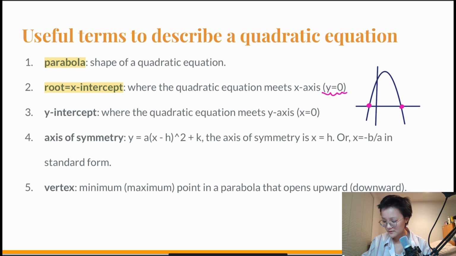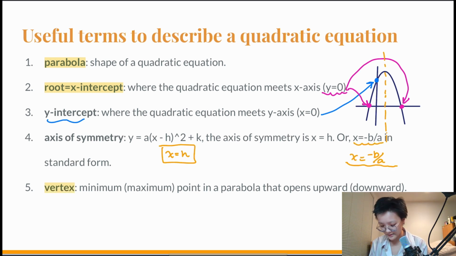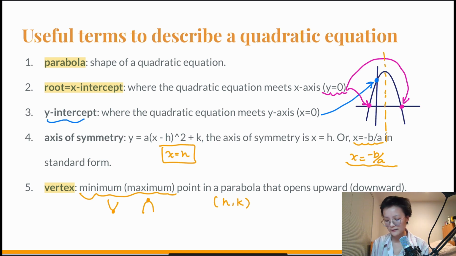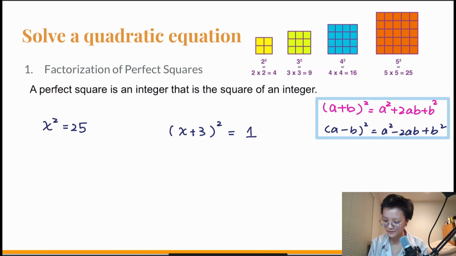Y-intercept, similarly, is where the parabola intersects with the y-axis. And the axis of symmetry is the value of x if we want to divide the parabola into two equal but flipped sides. The axis of symmetry is x equals h. And lastly, the vertex. The vertex is either the minimum or maximum point. So the vertex is (h, k). I think this is enough introduction for this equation. And now let's see how we can really solve it and find the root of it.